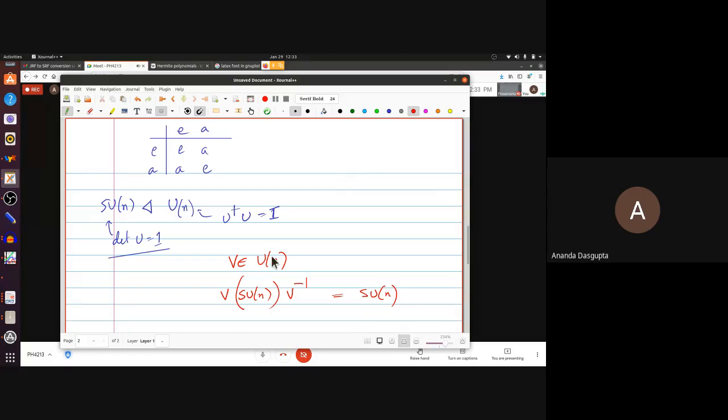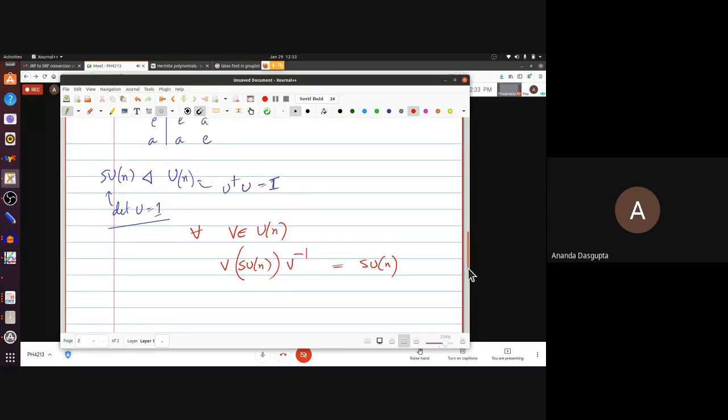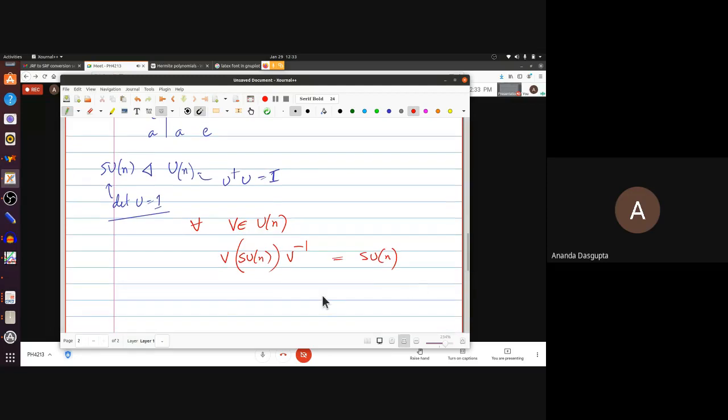That is, for all V belonging to U(N), V SU(N) V inverse will have to be the same as SU(N). That's what you want to show, right? However, you don't even have to show this much. All you have to show is V SU(N) V inverse is contained in SU(N).